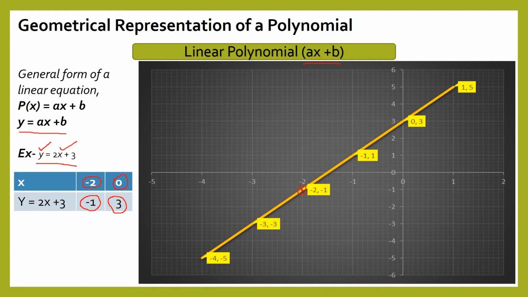And the point (0, 3) resides over here. Similarly, you may get other points as well by putting different values of x in the equation. But all the points will lie on this particular line. So this particular curve, this linear curve, represents our equation y equal to 2x plus 3.